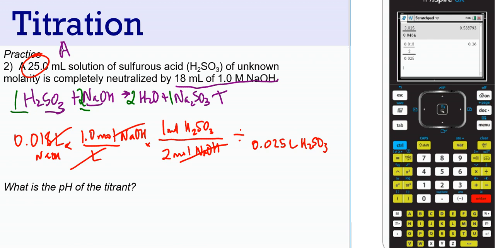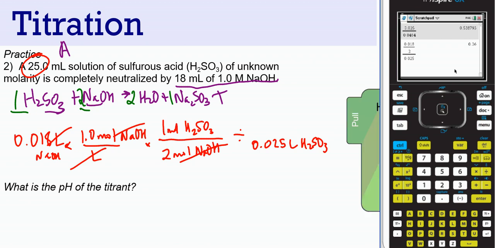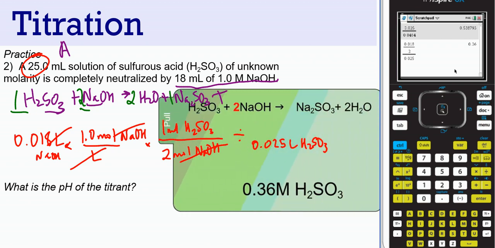Now how many sig figs do we have here? 3, 2, 2. So 2 sig figs should be in my answer. There's our balanced reaction, and our answer is 0.36 molar sulfurous acid. There's an additional question here. It says, what's the pH of the titrant? Our titrant was sodium hydroxide 1 molar. How do we find the pH of that?